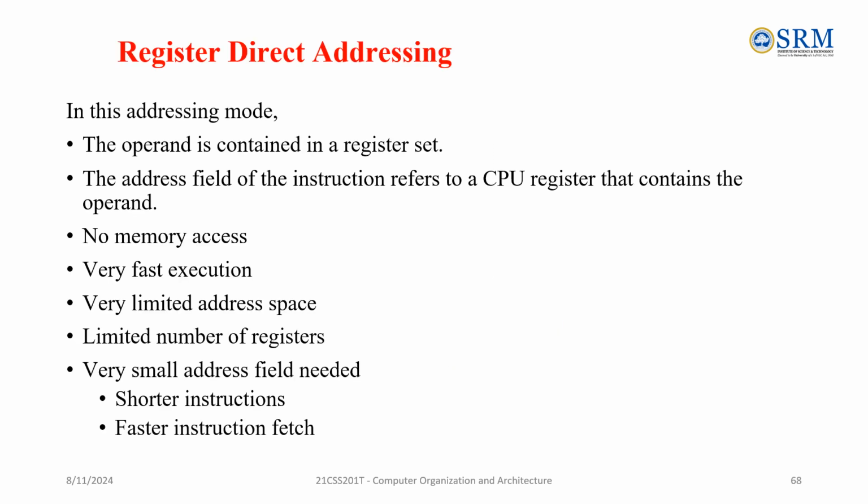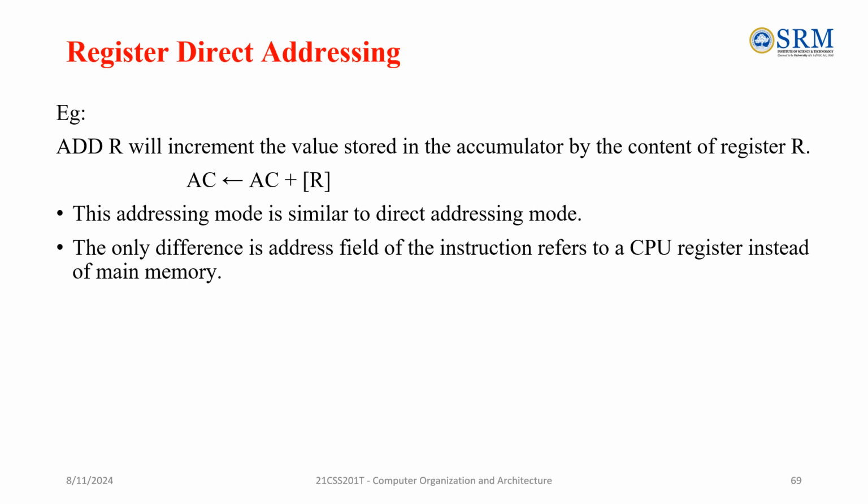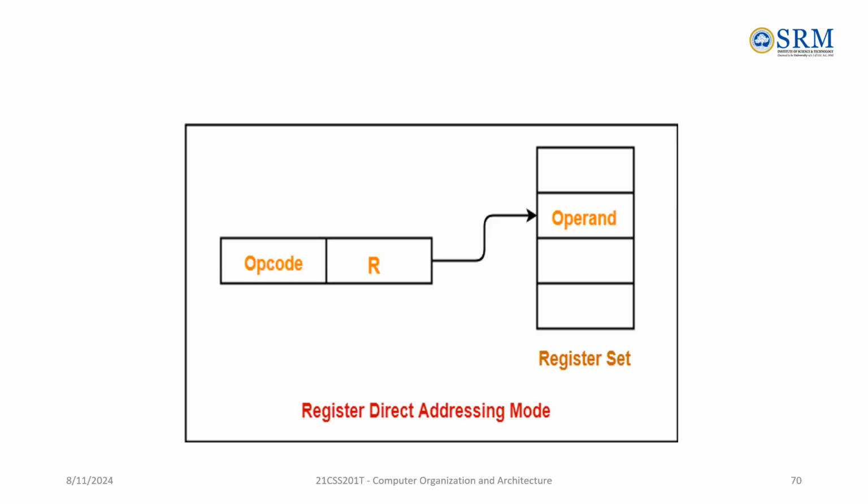So next is register addressing mode. In this, the operand is contained in a register. So no memory access is needed, very fast execution, but very limited address space and a very limited number of registers. So add R: the contents of register R are added to the accumulator content. This is similar to direct addressing mode. The only difference is that instead of a memory location, we use a register here.